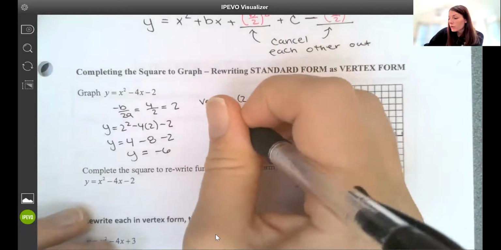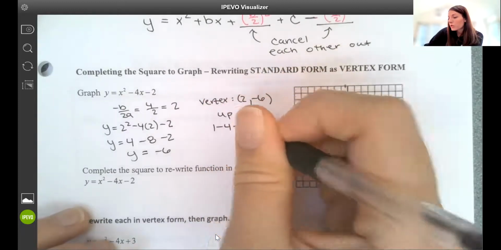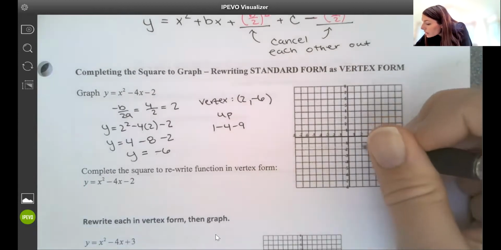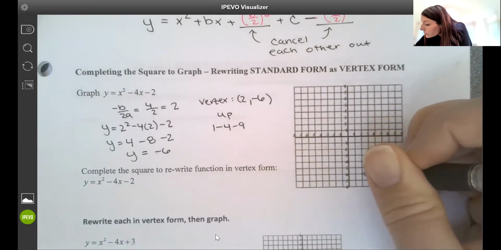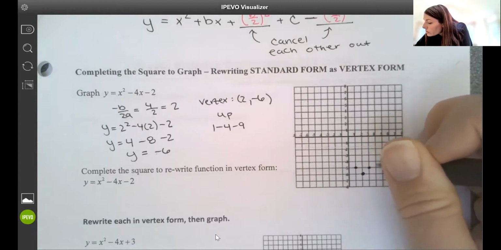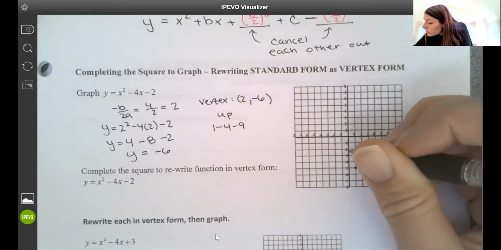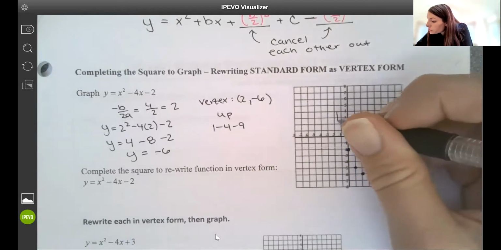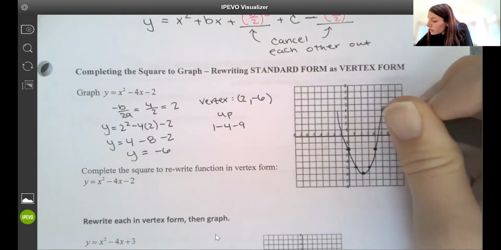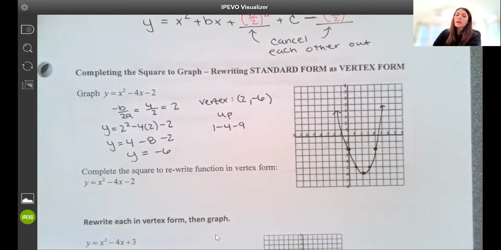I know that this graph opens up and will follow the 1, 4, 9 pattern. So I'd go 2, negative 6, and I'd go up, over 2, up 4, over 2, up 4, and that's good. I could get a third. I could go over 3, up 9, but I think that's good. There's my graph. That's how we would have graphed before.